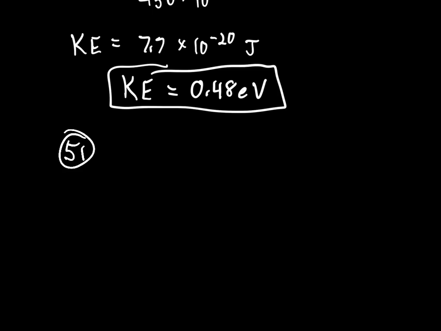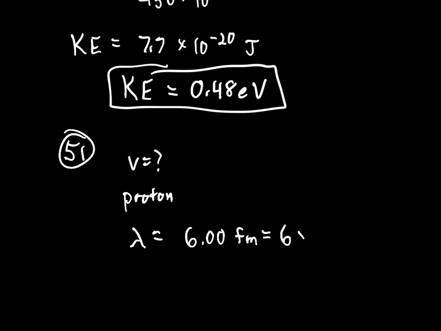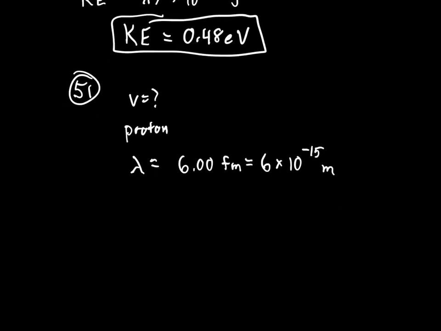Okay. So we need to find some velocity at which a proton has a wavelength of 6.00 femtometers, which is 6 times 10 to the negative 15 meters. So what velocity does my proton need to have to give me this wavelength? So I'm finding the wavelength of a particle. How can I find the wavelength of anything?